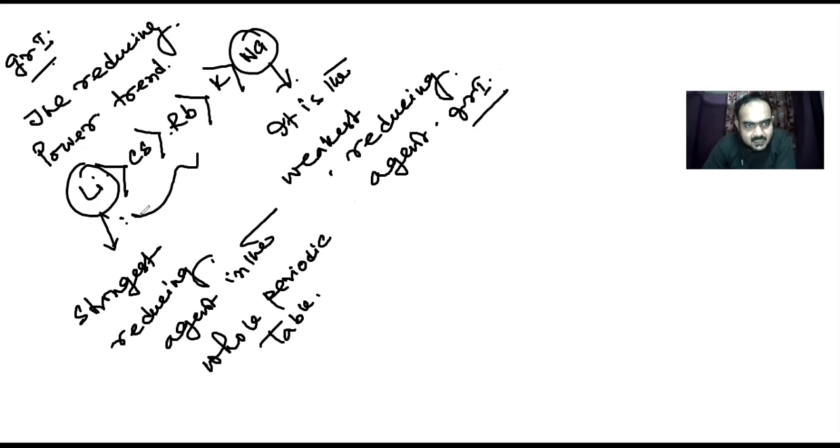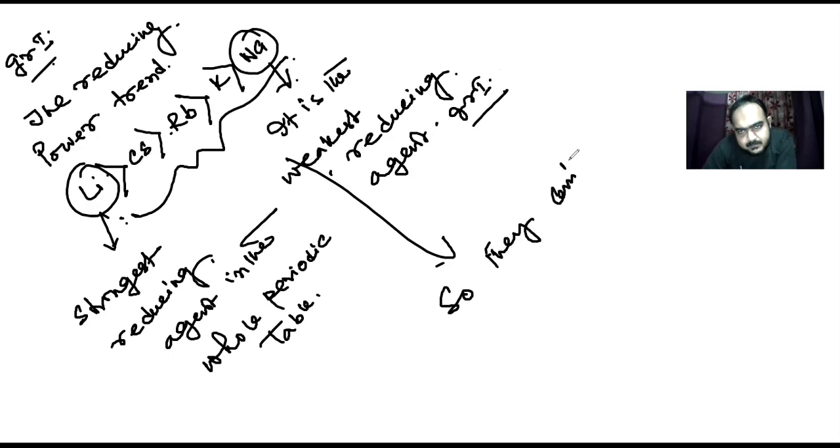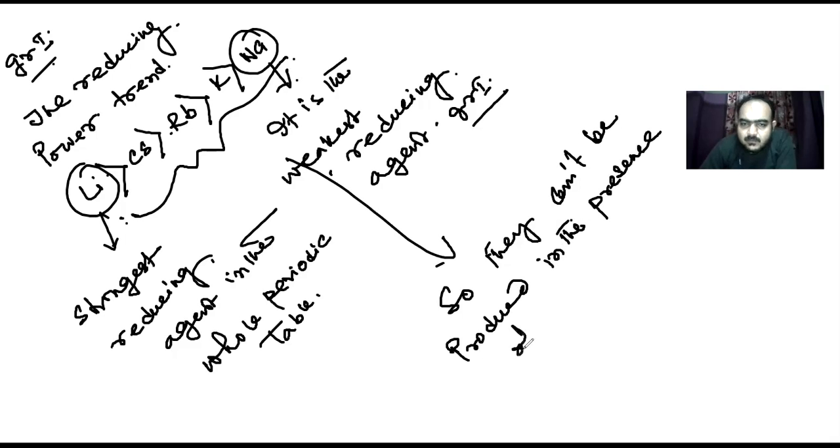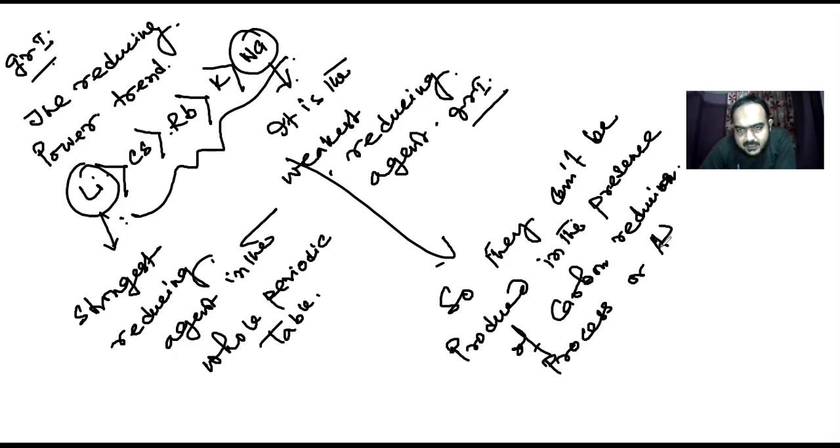So all of them have higher reducing power. So they can't be produced in the presence of carbon reduction process or aluminium reduction process. So you should remember they are produced by electrolysis.